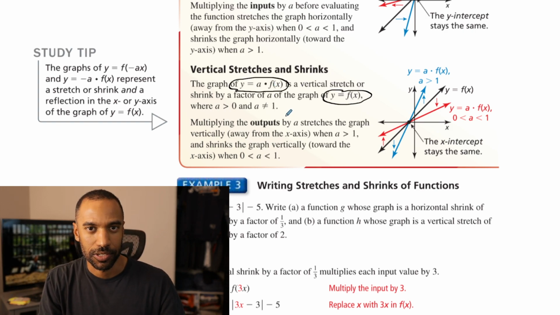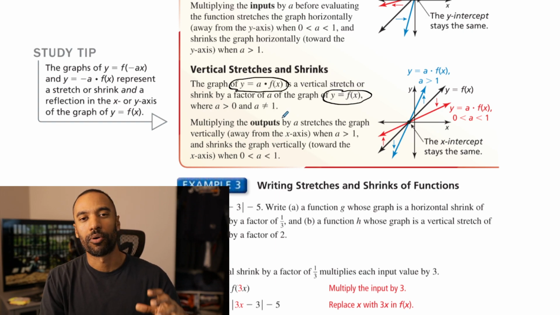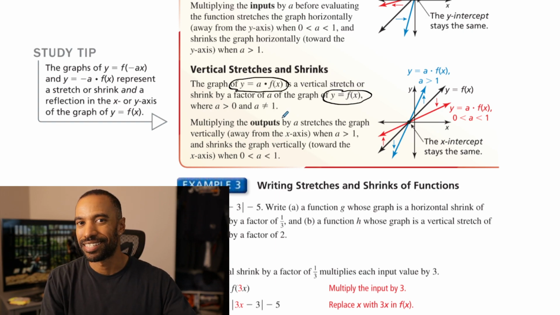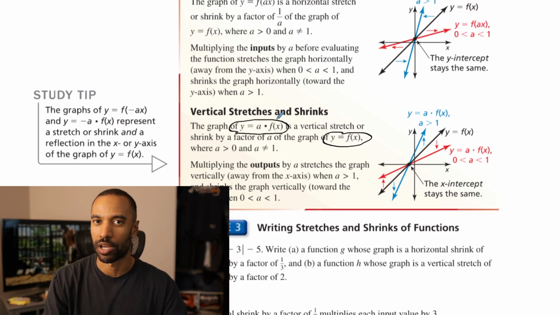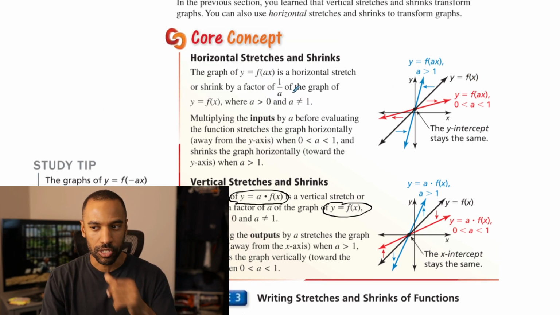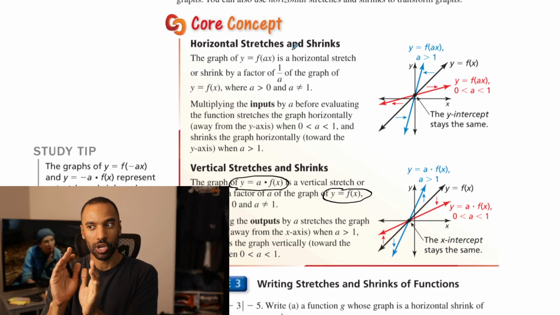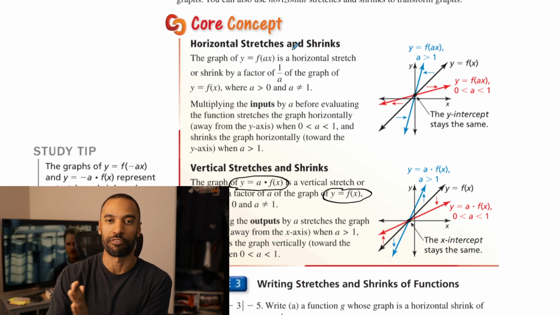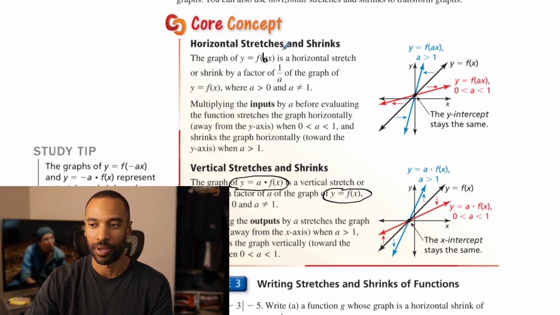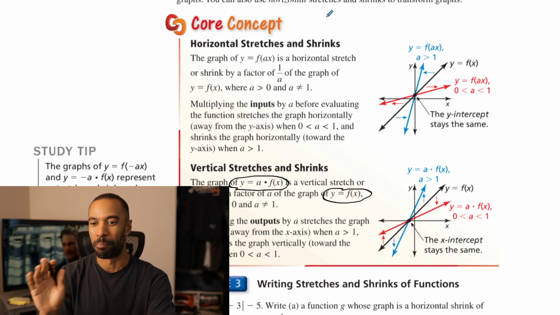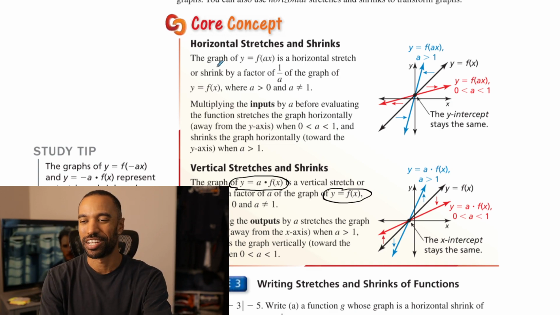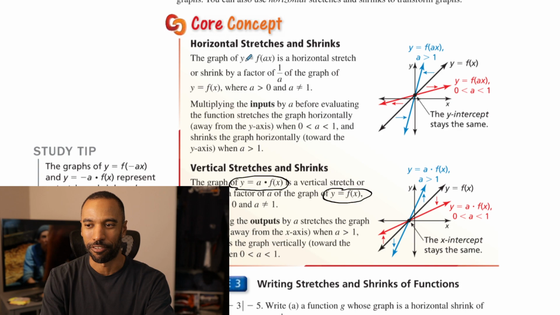How do we affect x? When there's a parameter multiplying by x inside of the function. That's what horizontal stretches and shrinks are. Now, the place you have to be careful, and this is where I'm actually surprised. I thought they would have used a different letter, B. I would have probably written that letter B inside of there. I might change them up, but I'll write what they have for now.